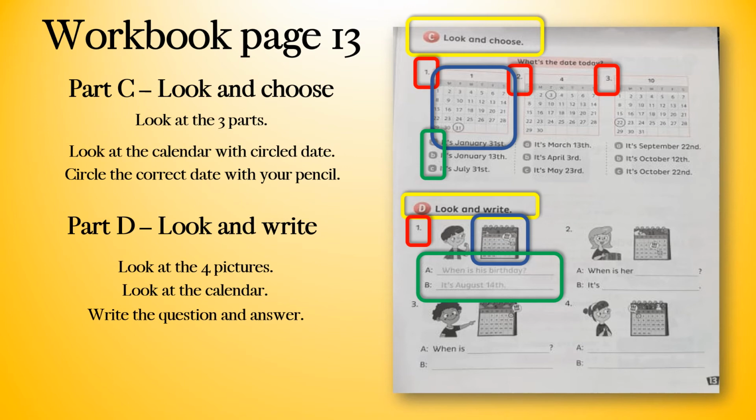Please don't forget that if the picture is a girl, then we say her, because her is for a girl. When is her birthday? So please look at number 2, number 3 and number 4. I am sure that the question and answer in number 1 will help you, but you must look at the calendar and the numbers and then write their birthday. Remember, we use its for the answer.